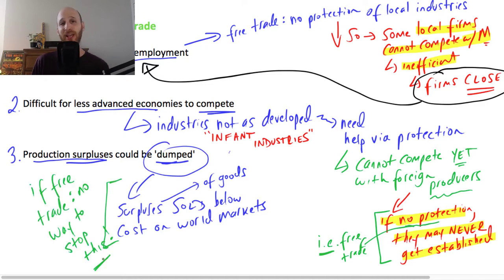So an argument against free trade is that we need protection or barriers to stop other countries selling their goods really cheaply in our country and putting our producers out of work. Okay, so that's the story with free trade.